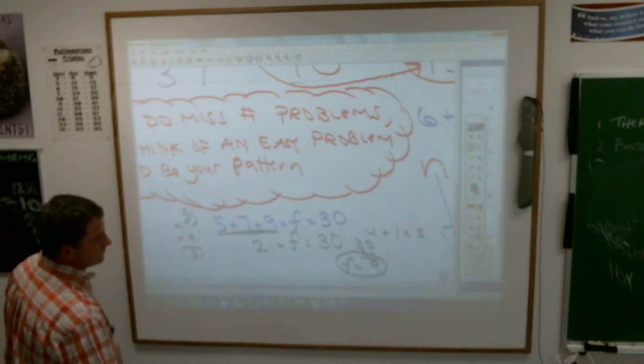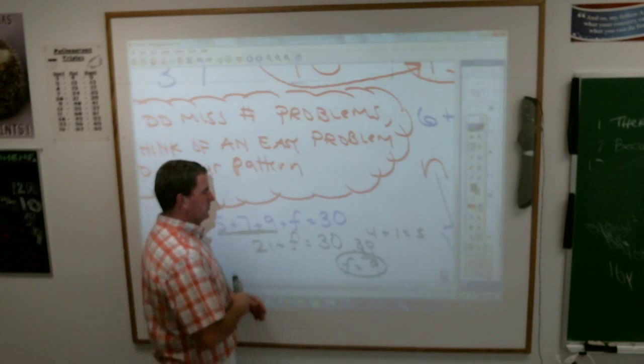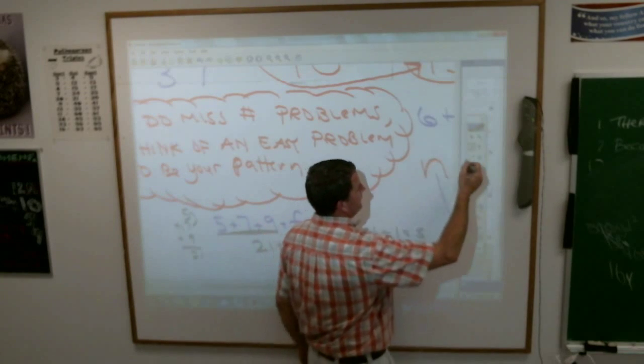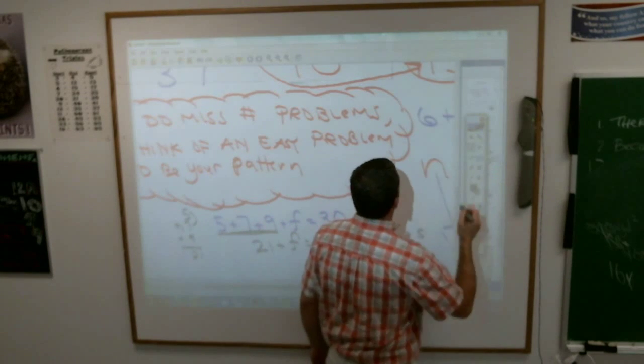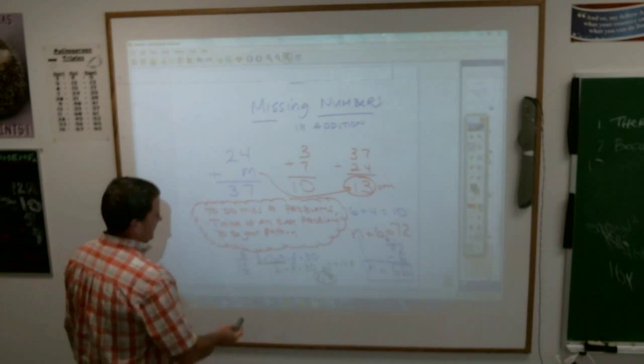And if they asked you to check it, you would add 21 plus 9, and that would get you that 30 there. I'm putting it a little bit smaller there. This is good.